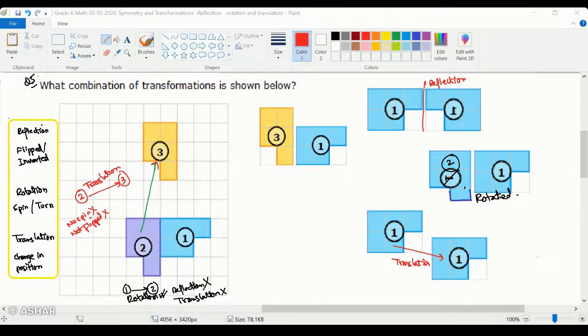Let's look at the test. Let's do a question or two from the test. Okay, maths. This was grade 6, chapter number 31, lesson number 2. In the next lessons, I will explain further how to do translation, every single thing separately, okay? Right now, I'm just giving you a concept.